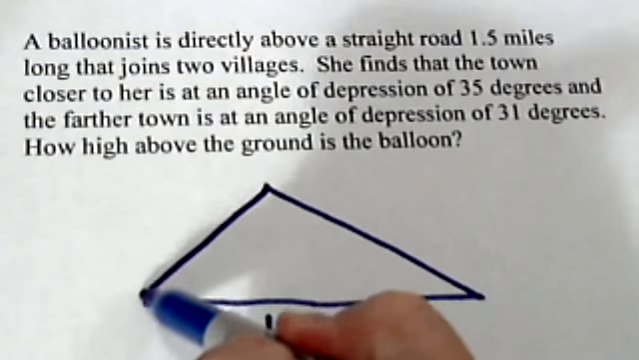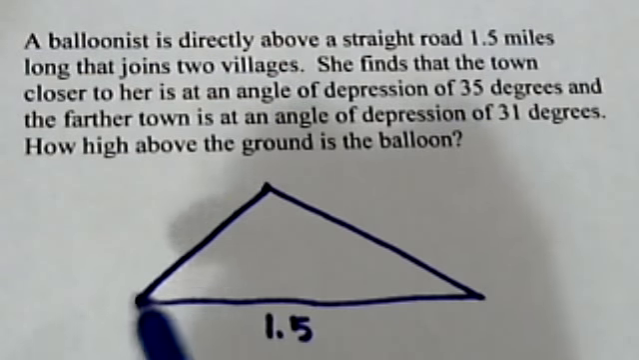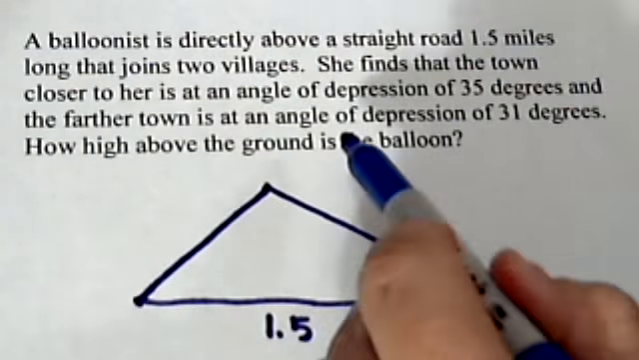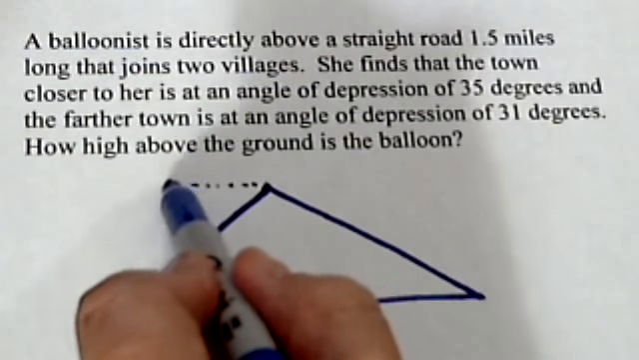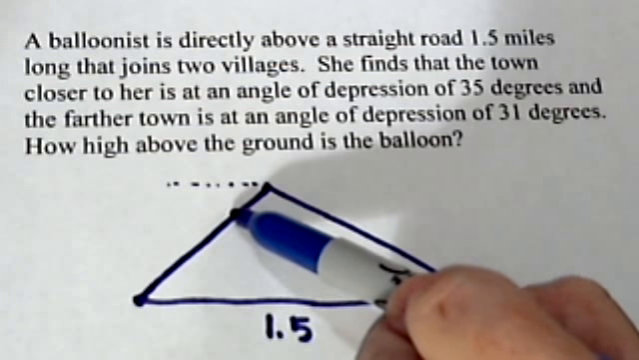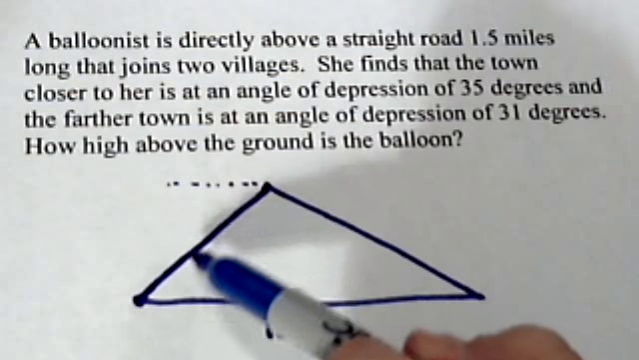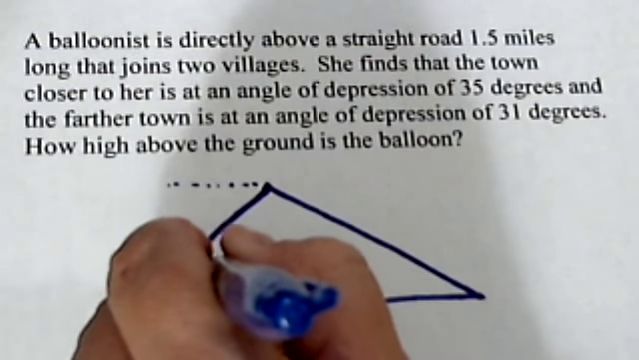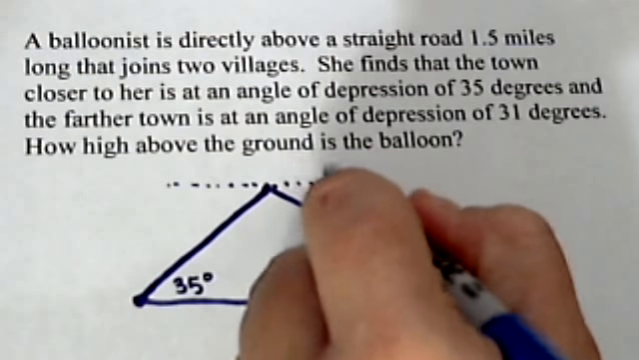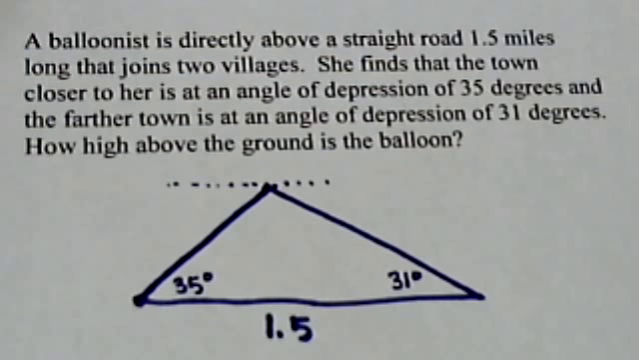And it's two villages. Okay, it says she finds that the town closer to her, we'll say it's this one, doesn't matter which side we go, is at an angle of depression of 35 degrees. So that means from the balloon we go down 35 degrees to view the town, and these angles here are the same. So that means this angle is 35. Likewise, on the other side, the depression is 31 degrees. So we've got 31 degrees on that side.